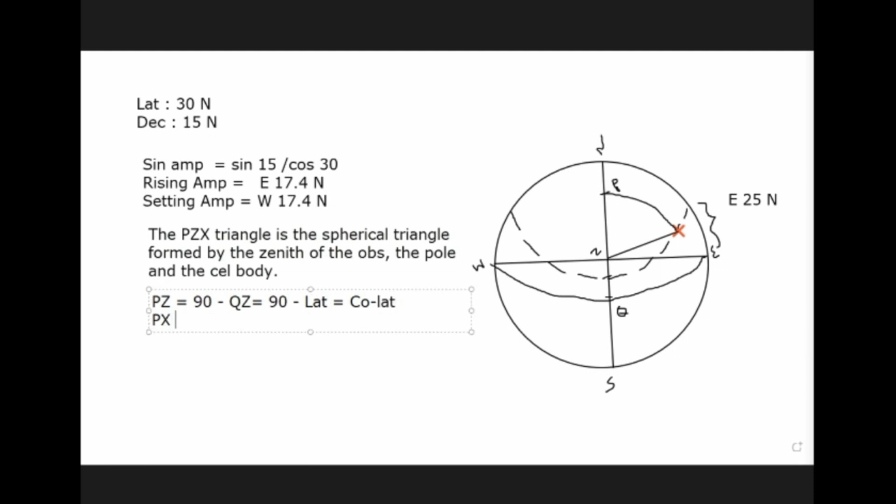Now PX is equal to polar distance. If I take this further down, what I get is 90 degrees, correct? Whereas this would be the declination. This would be the declination of the body, that is the arc of the meridian between the body and the observer and the equinoctial. So that polar distance, PX, would be 90 minus declination, where lat and dec are the same way.